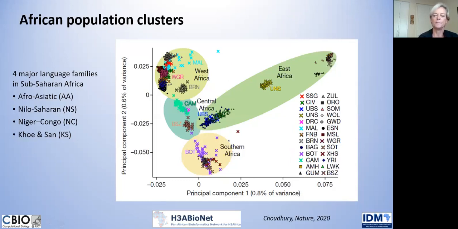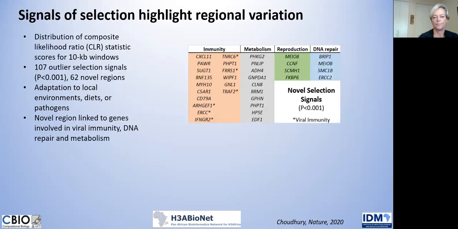So this is the PCA showing how the different populations split. So there are 4 major language families in sub-Saharan Africa. There's the Afro-Asiatic, Nilo-Saharan, Niger-Congo, and the Khoi and San. And what's interesting is that it largely follows the map of Africa, but there is a split, for example, here in Uganda, where you had 2 distinct groups, depending on whether they were Nilo-Saharan or whether they were more the Bantu-speaking groups.